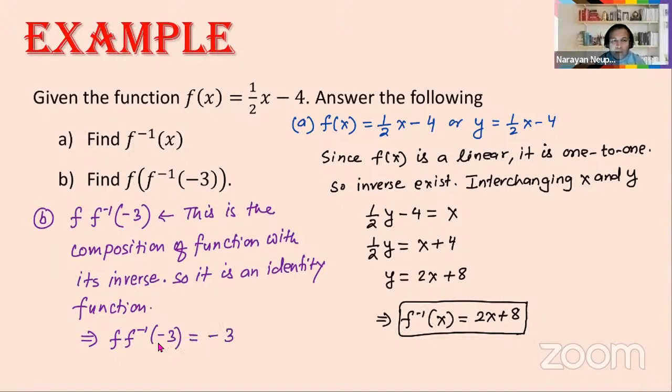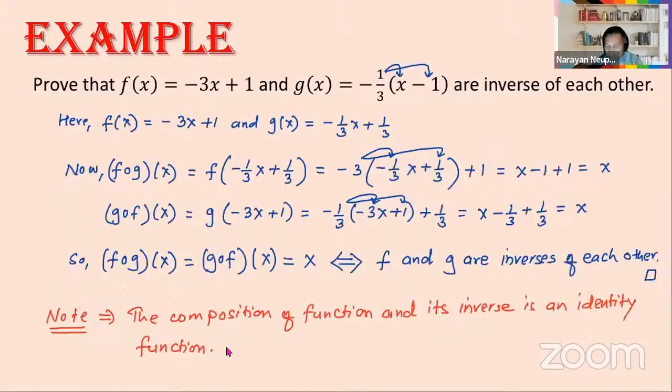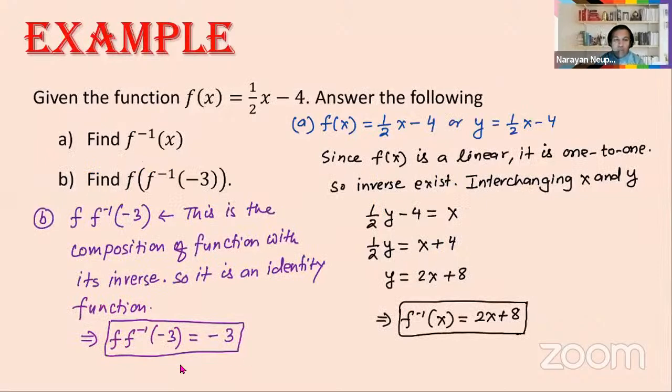Because the input value is -3, the output is also -3. It's an identity function. It's not going to lose its identity, right? Whatever is in the domain, you'll get the same value in the range. We use this property from our first example, where we learned that the composition of a function and its inverse is an identity function.